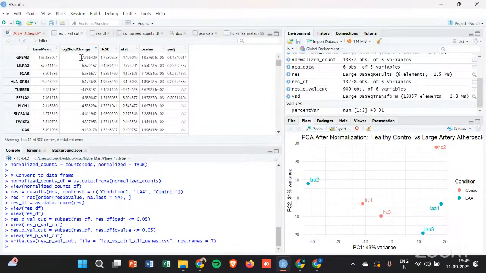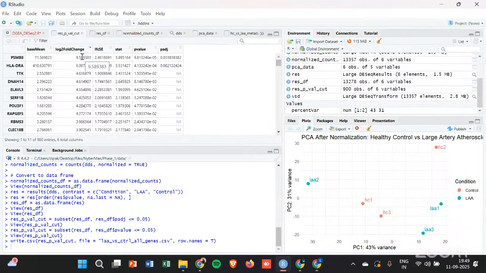That is why some log2 fold changes will have a minus and some log2 fold changes will have a plus. Okay, so this is really important to know and understand.